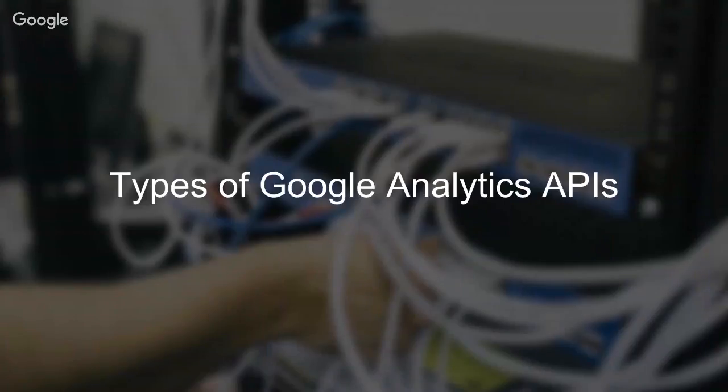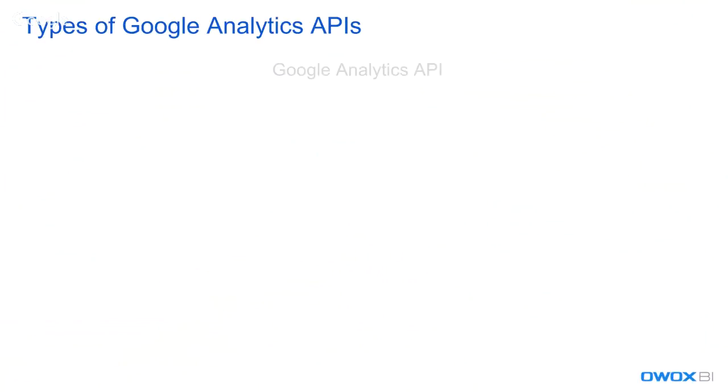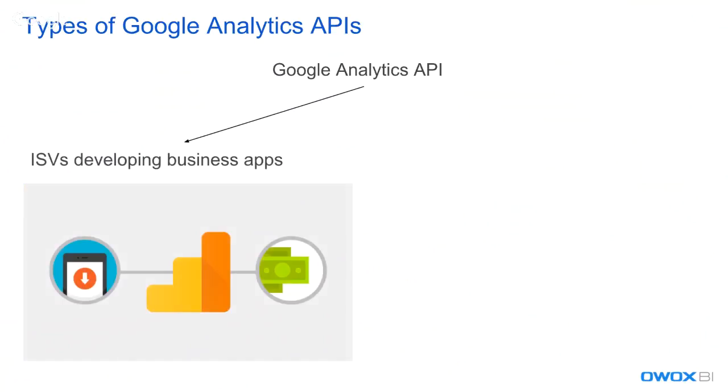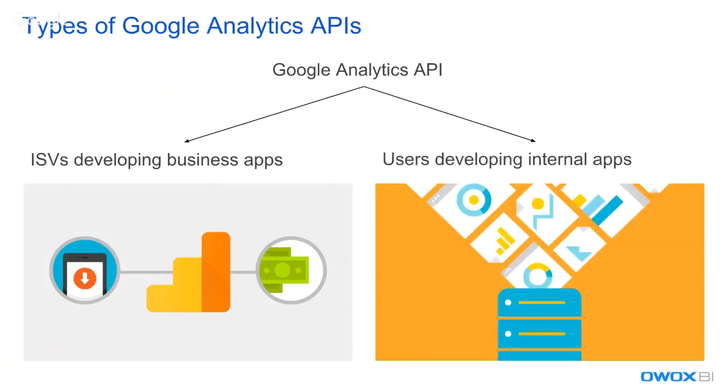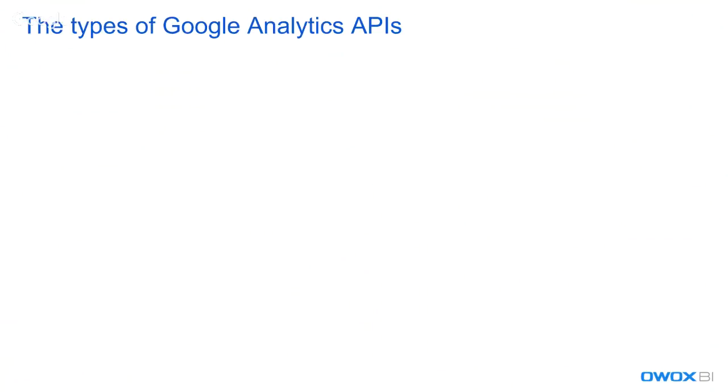And now let's talk about what types of Google Analytics API exist. Google Analytics divides their APIs into two global categories. The first category is APIs for ISVs developing business apps. And the second global category is APIs for users developing internal apps. And now let's look closer at what APIs this category contains.